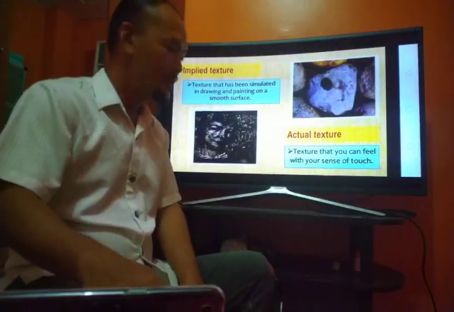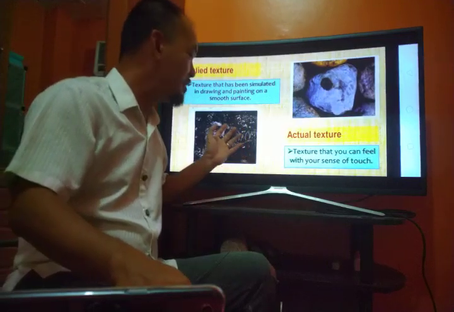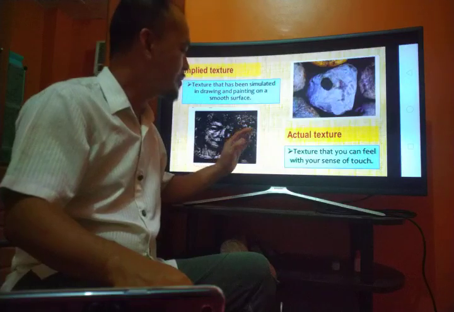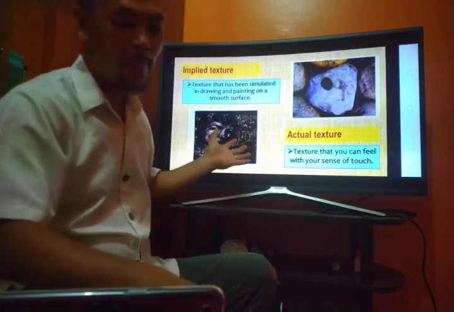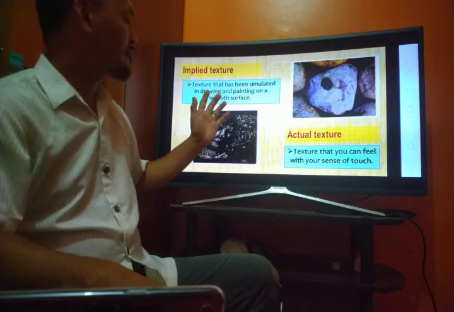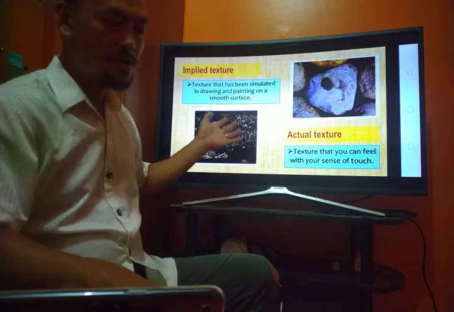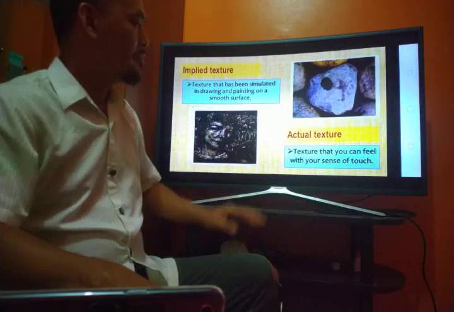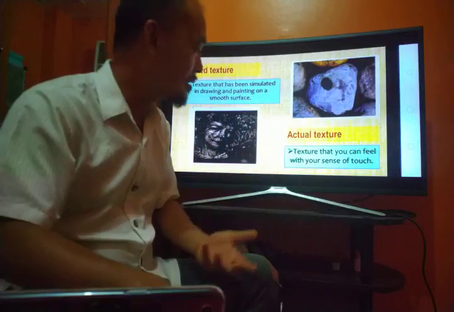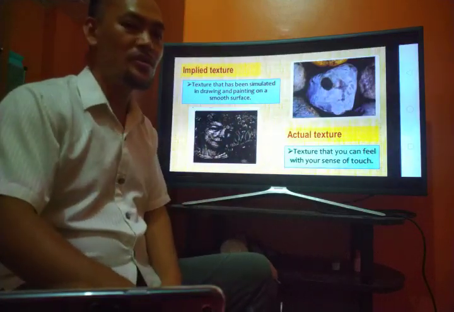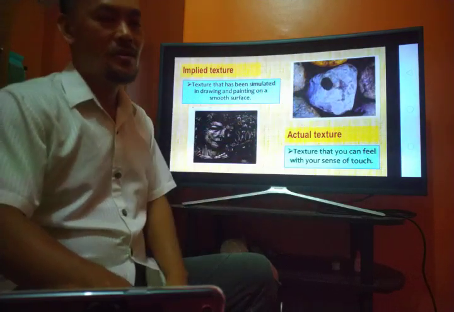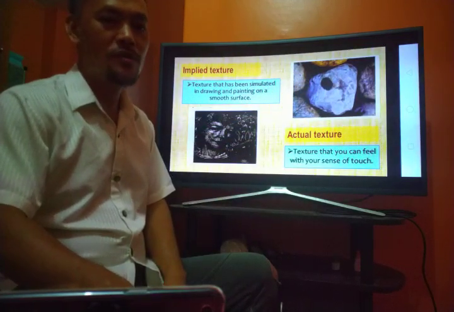So for example here, it's just a painting. When you touch it, it actually feels smooth. But because of the style of the painter, it creates a very rough texture. When you talk about actual texture, it is a texture that you can actually feel with your sense of touch. You know, we have paintings like that when you touch it, it really feels rough, like the waves of an ocean.